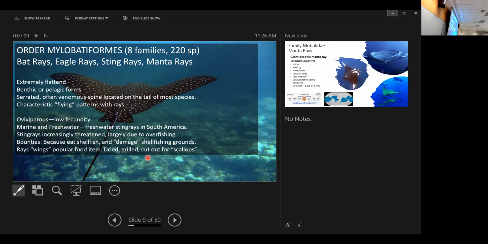The Myliobatiformes are the bat rays, the eagle rays, the sting rays, and the manta rays. So these are kind of the impressive kings of the ray family. And this is where, with these rays, you can see the sort of ultimate flattening, this really depressed form with very extravagant wing-like rays that they use to kind of fly through the water. There's both benthic and pelagic forms, and they often have a venomous spine. It's also serrated, as if the venom's not enough. It's a venomous serrated spine, not all of them. But when you step on them, sometimes they'll stab you with that.